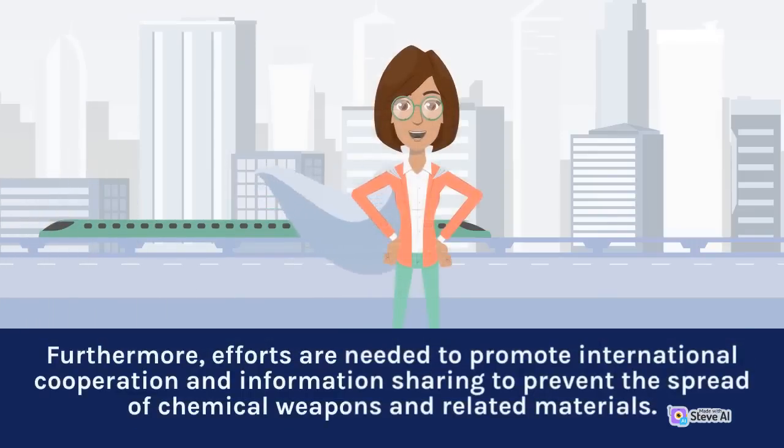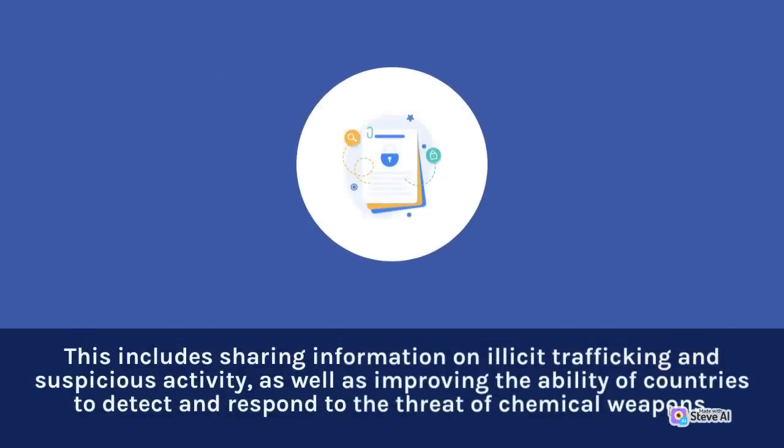Furthermore, efforts are needed to promote international cooperation and information sharing to prevent the spread of chemical weapons and related materials. This includes sharing information on illicit trafficking and suspicious activity, as well as improving the ability of countries to detect and respond to the threat of chemical weapons.